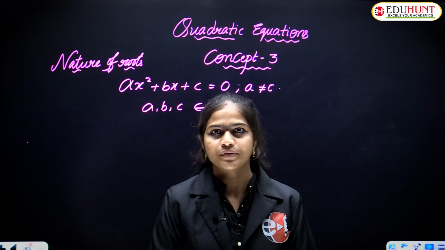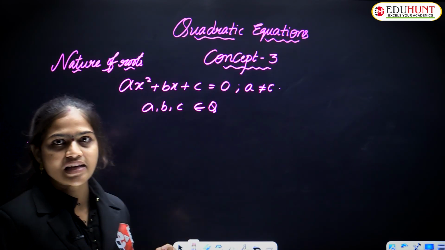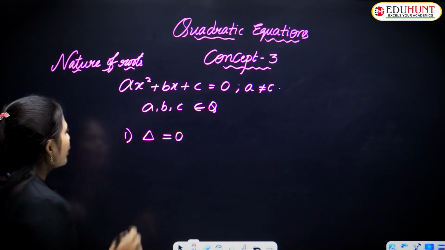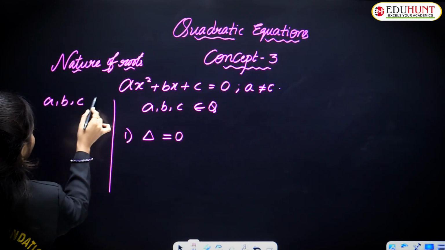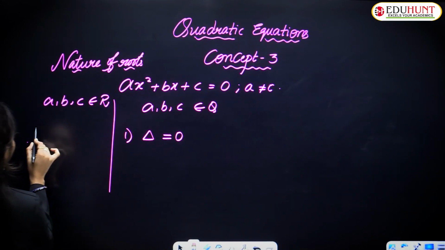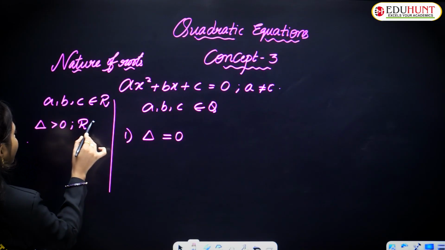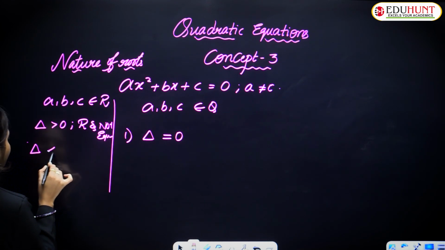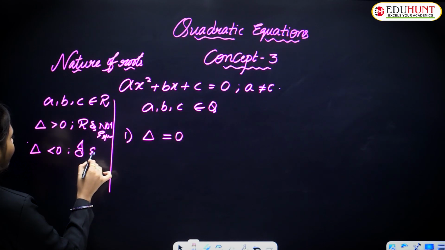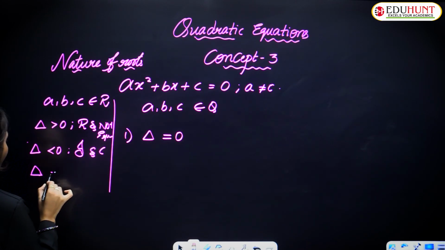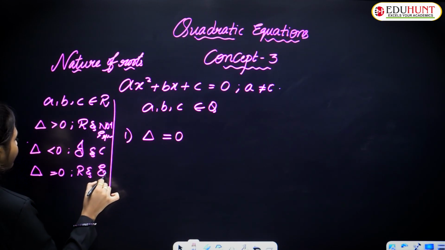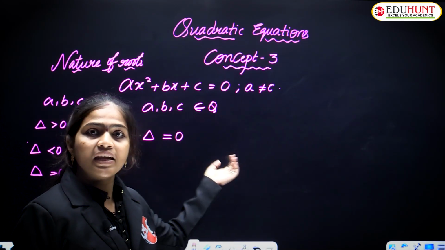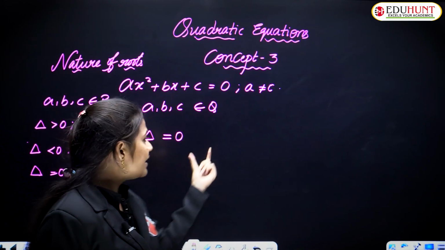Now what will happen to the roots? Okay, so this is our concept now. Here also some conditions are there. So what are the conditions? See, previously we discussed that if a, b, c belong to R, real numbers, then if delta is greater than 0, the roots are real and not equal. If delta is less than 0, then the roots are imaginary and conjugate. And if delta is equal to 0, then the roots are real and equal. Okay, these 3 points we discussed in the previous video, related to a, b, c being real numbers. Now here a, b, c are rational numbers. Okay, then some conditions are there, see.